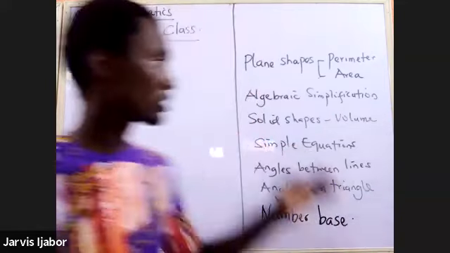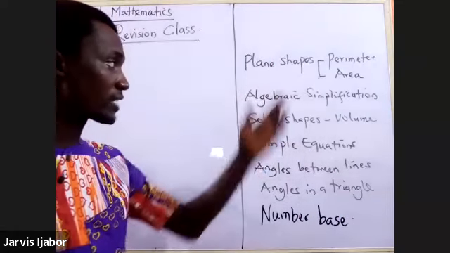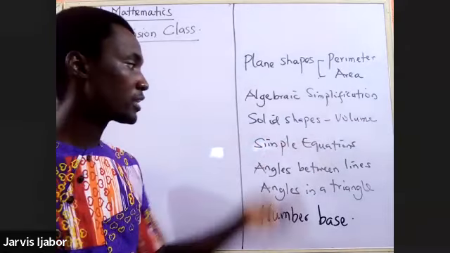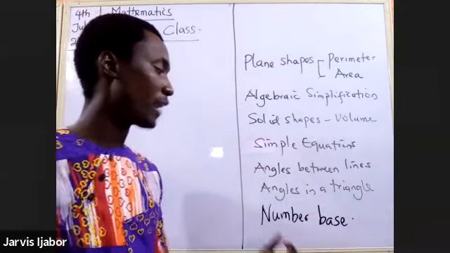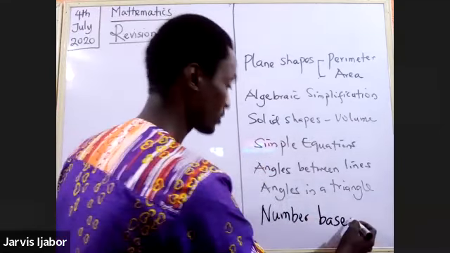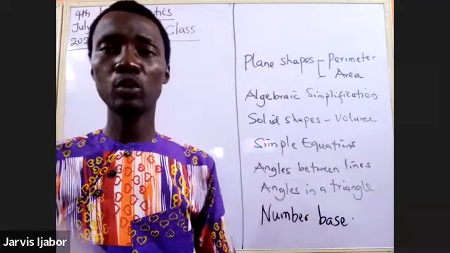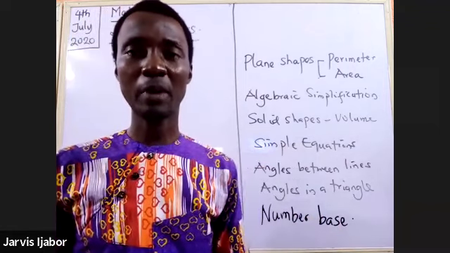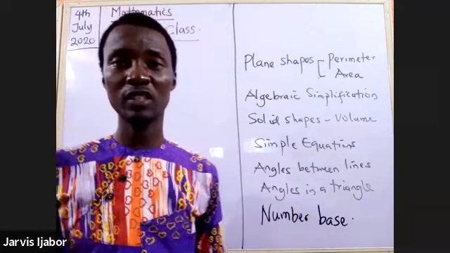Today our focus will be on these topics: plane shapes, perimeter and area, algebraic simplification, solid shapes, volume, simple equations, angles between lines, angles in a triangle, and number bases, particularly number base 2. Now, we will be picking past questions and going question paper by question paper, and then we'll see how many questions we can cover in the course of this class.